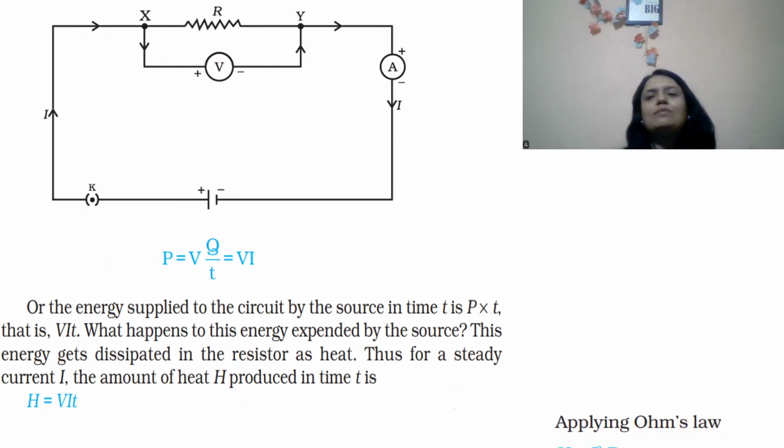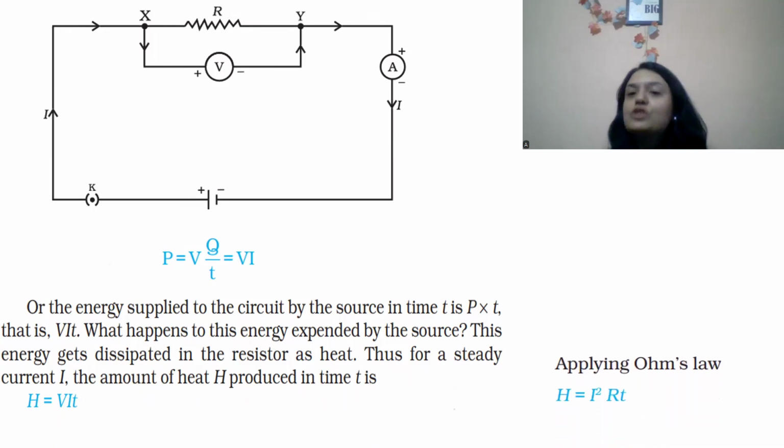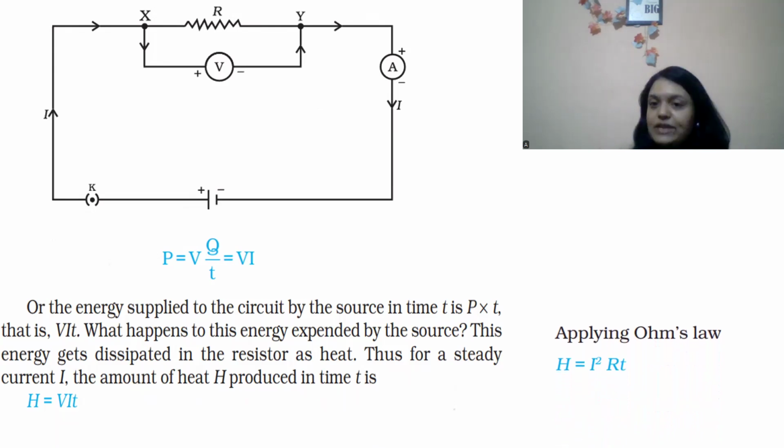Now we can do a little bit more modification. We can apply Ohm's law here. If I write V is equal to IR, then I will get H is equal to I square RT, which is a very famous formula known as Joule's law of heating. Now what does it state? As you can see in the formula, it's very easy to remember. If you remember this formula, you can always remember Joule's law of heating.